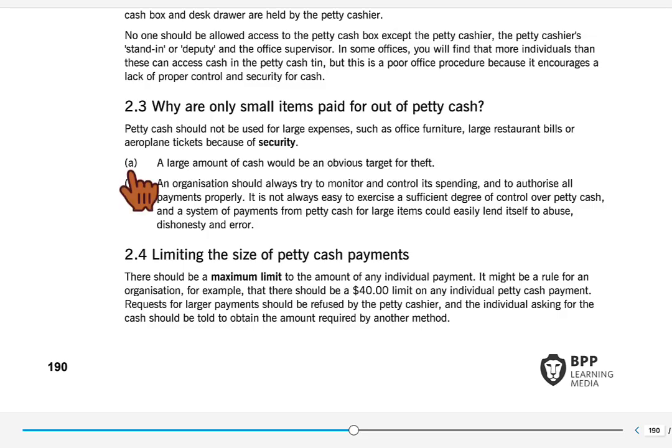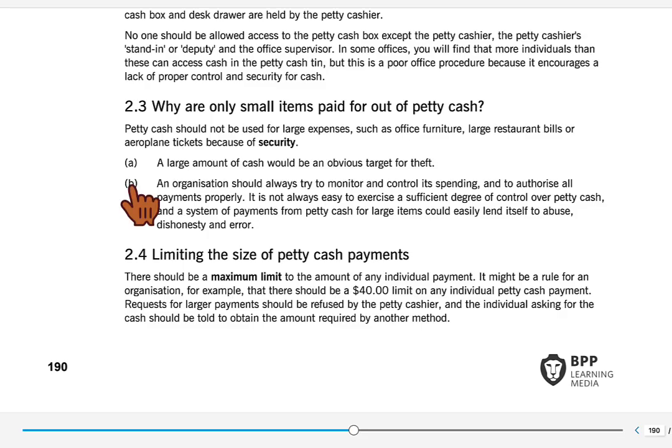Reason 1. Large cash payments are an obvious target for theft. When a large amount of cash is kept in the petty cash box, it becomes dangerous. Think about it. If the petty cash box has only a small amount, it is less tempting. But if the petty cash box has a large amount, it becomes a big temptation. Also, if something goes missing, a small missing amount might not be noticed quickly, but a large missing amount becomes a serious loss for the business. So the rule is, we keep petty cash small, so the risk of theft stays low. That is one of the main reasons.